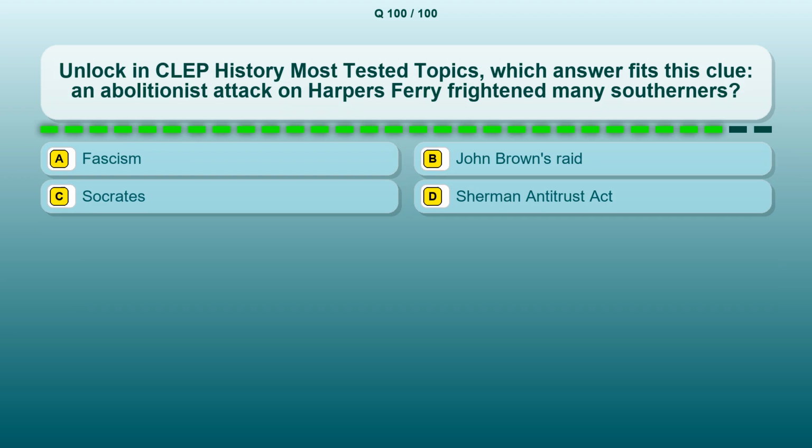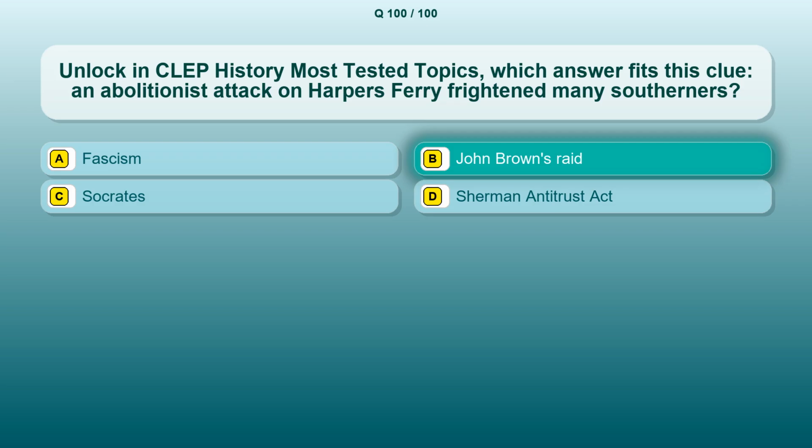Question 100. Unlock in CLEP history most tested topics. Which answer fits this clue? An abolitionist attack on Harper's Ferry frightened many Southerners. Option A, fascism. Option B, John Brown's raid. Option C, Socrates. Option D, Sherman Antitrust Act.